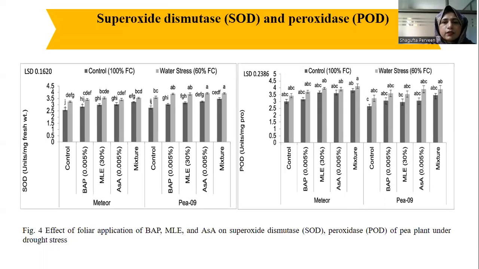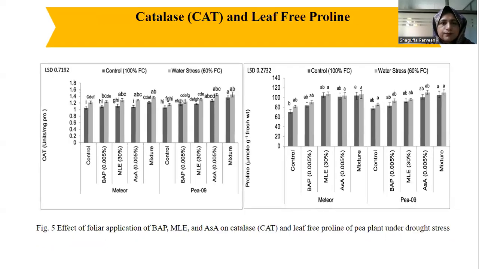Activities of antioxidant enzymes like superoxide dismutase and peroxidase significantly increased under 60% field capacity in both pea cultivars. Various treatments, BAP, MLE, and ascorbic acid, significantly enhanced the activities of SOD and POD in both pea cultivars under stress or non-stress conditions.